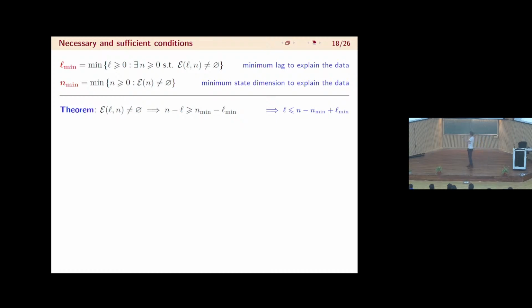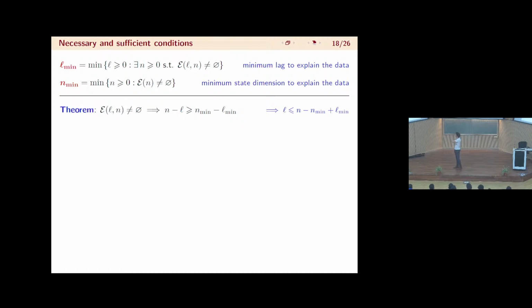For any explaining system with lag L and state space dimension N, we have the following inequality. N minus L is always larger or equal to N min minus L min. If you then take L to the other side, you see that the lag of any explaining system is upper bounded by this number over here.